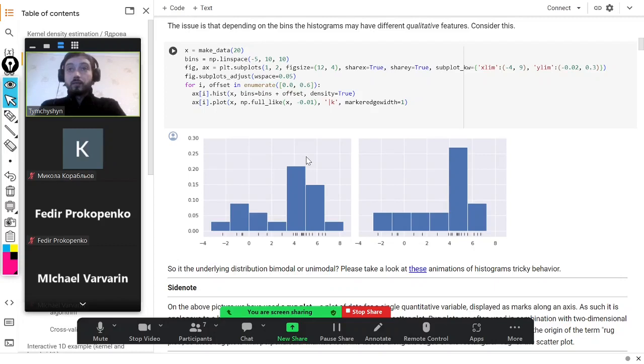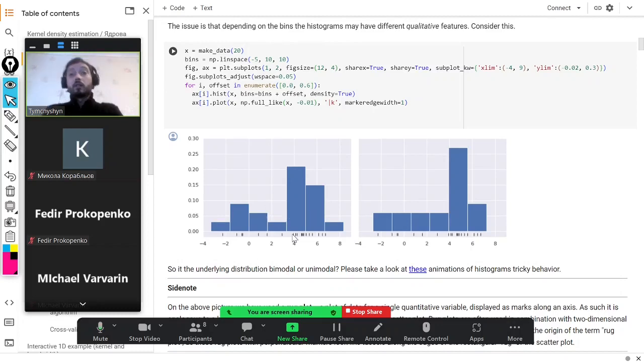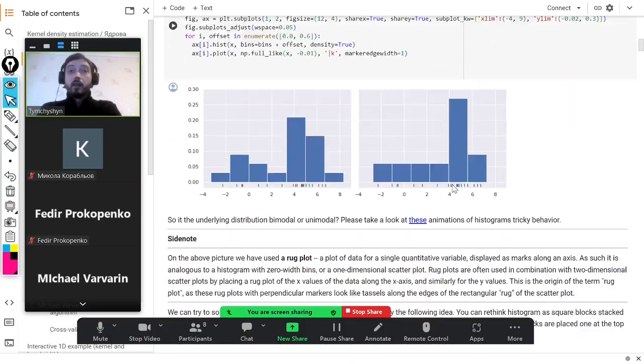Okay. So here is an example. What happens when I am changing something in the histogram? So changing, for example, the number of bins, or if I'm moving them just a little bit. And you see the same data gives you very different results. So one result looks like some sort of bimodal distribution. The other one looks like just a unimodal distribution.